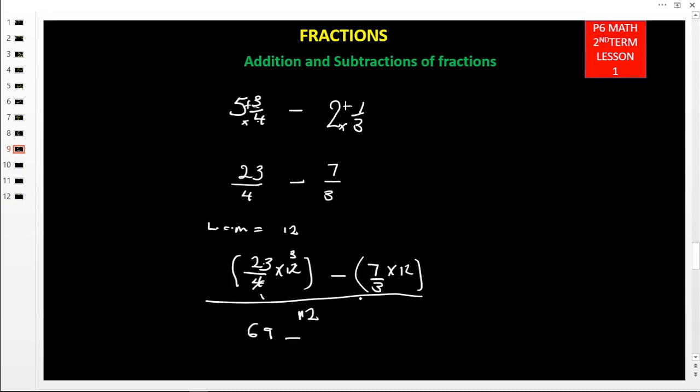60. So 69. Then how many groups of 3 are in 12? There are 4. 4 times this one, we get 28 out of 12. So this is telling us to subtract. So side work here, 69 take away 28.